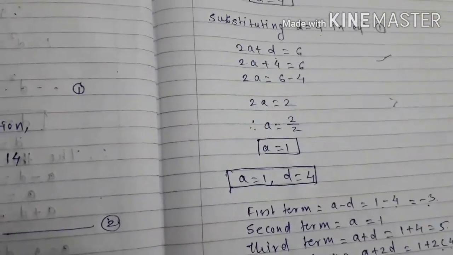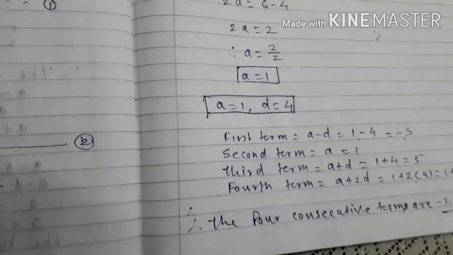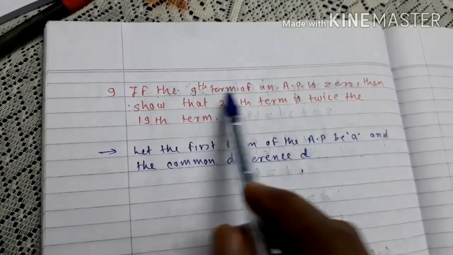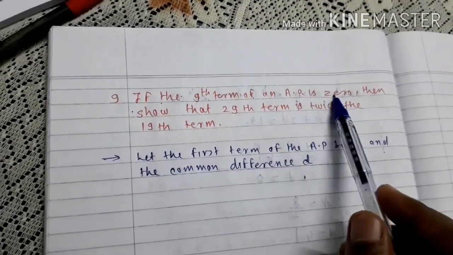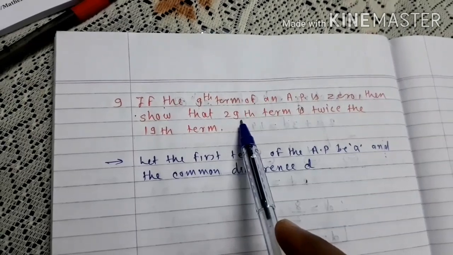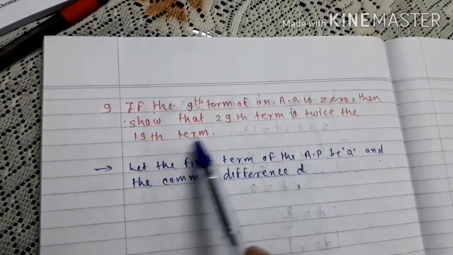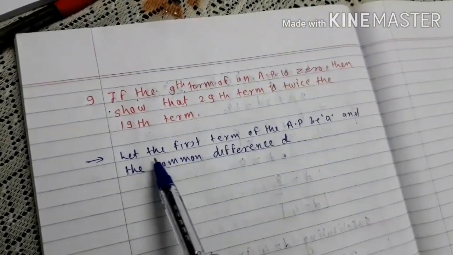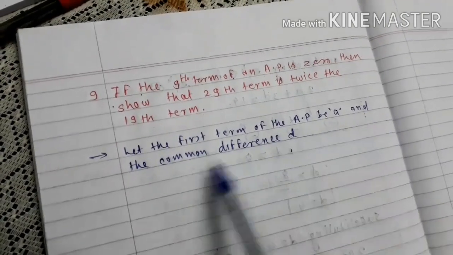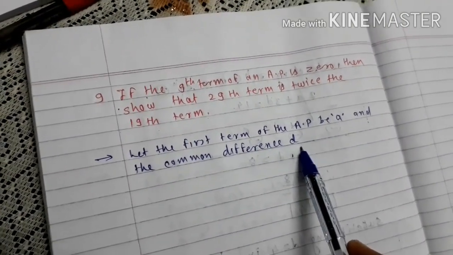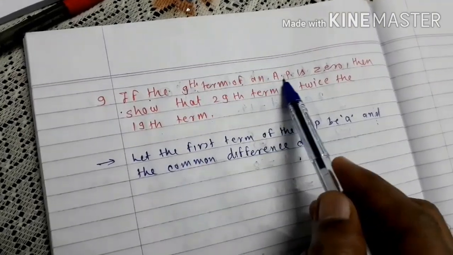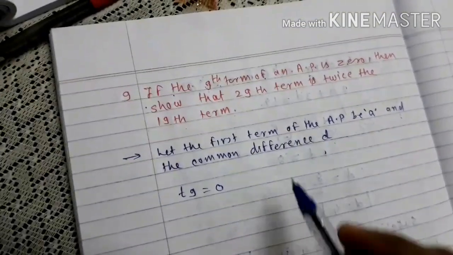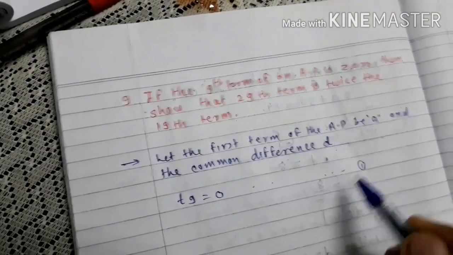So next, question number 9. If the ninth term of an AP is 0, then show that the 29th term is twice the 19th term. Let the first term of the AP be a and common difference be d. What is given? The 9th term of an AP is 0. 9th term means T9 is equal to 0.